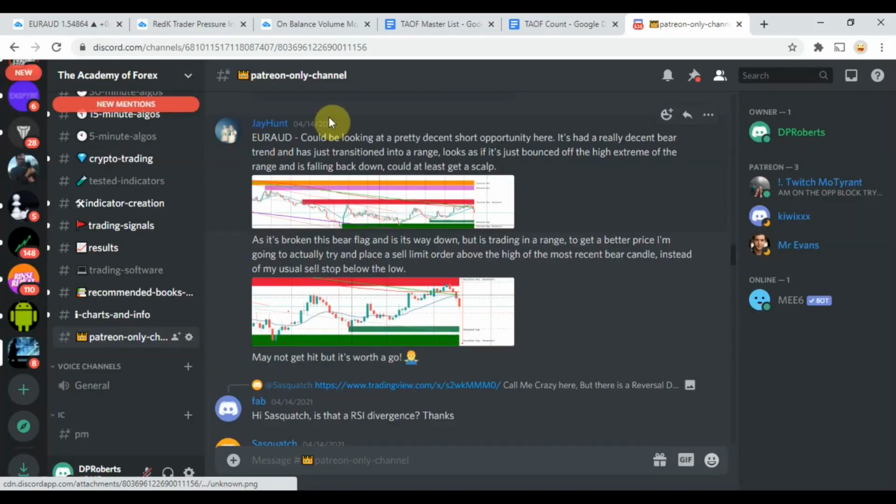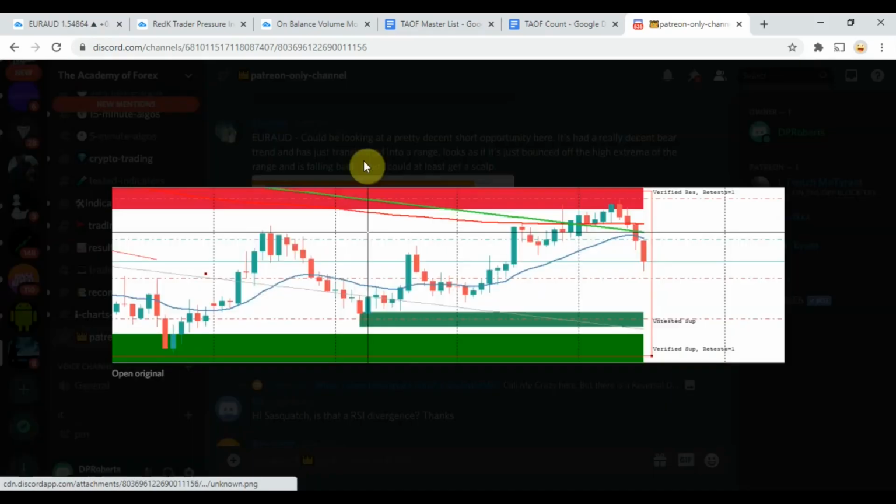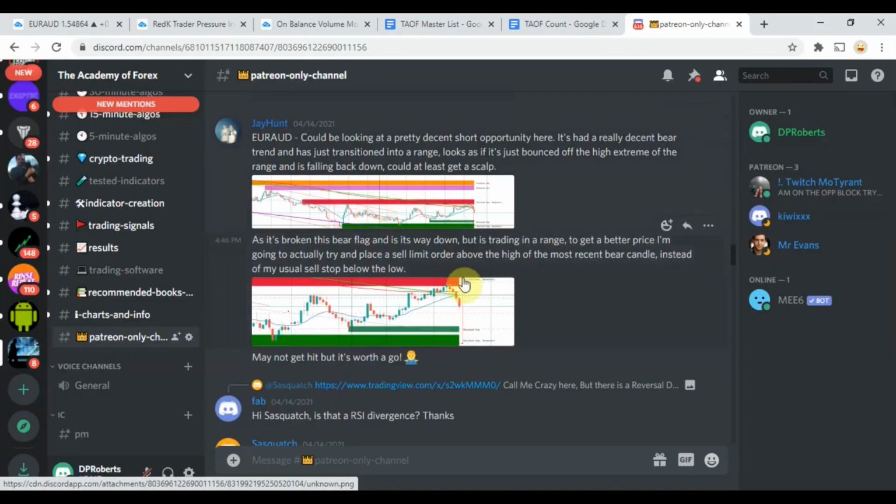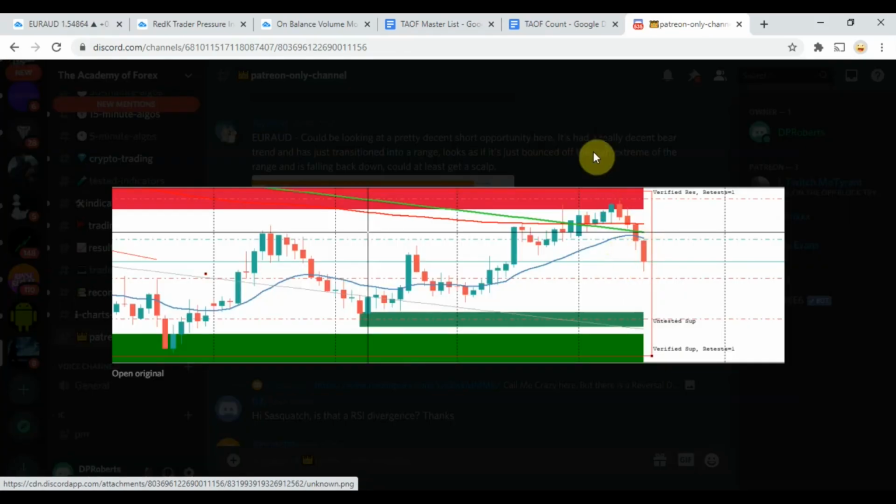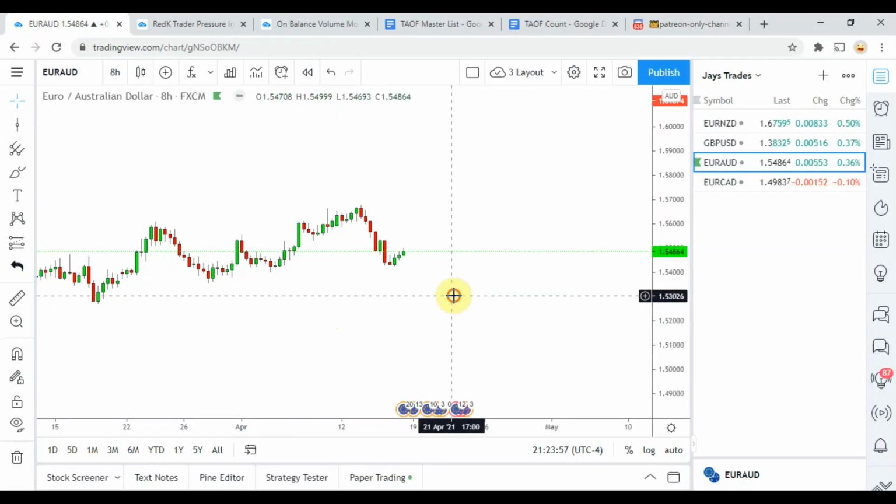And so you can see here that Jay mentioned that the Euro Aussie dollar here was setting up for a decent short opportunity. And you can see that he posted that on Wednesday, April 14th at 4:39 p.m. So that way you can see a timestamp. And you can see the chart analysis markups that Jay did here. Let's jump over to the chart and take a look at it.